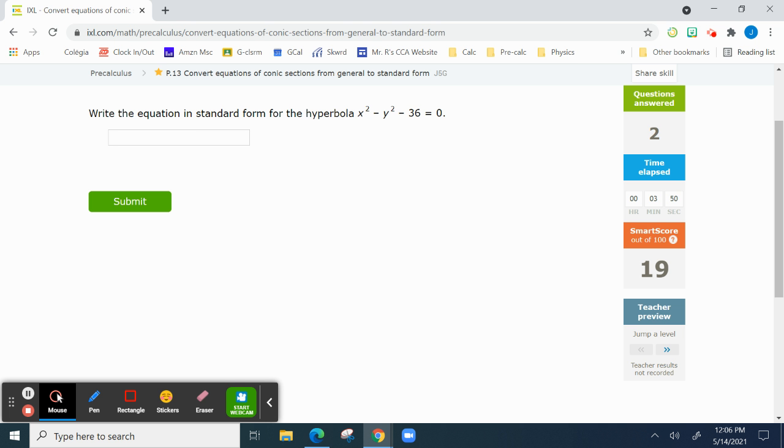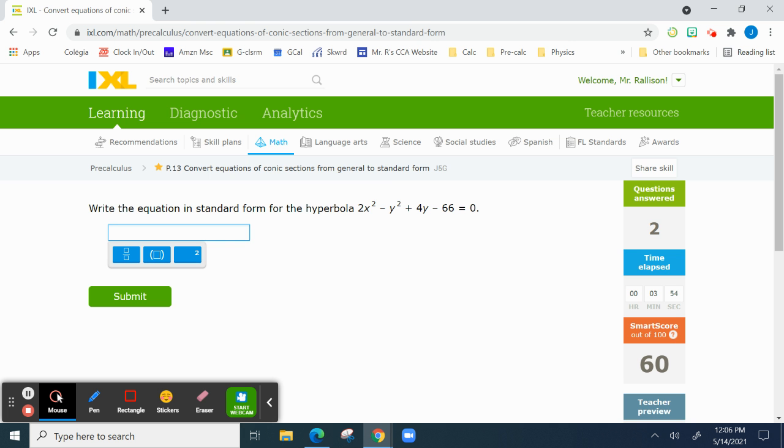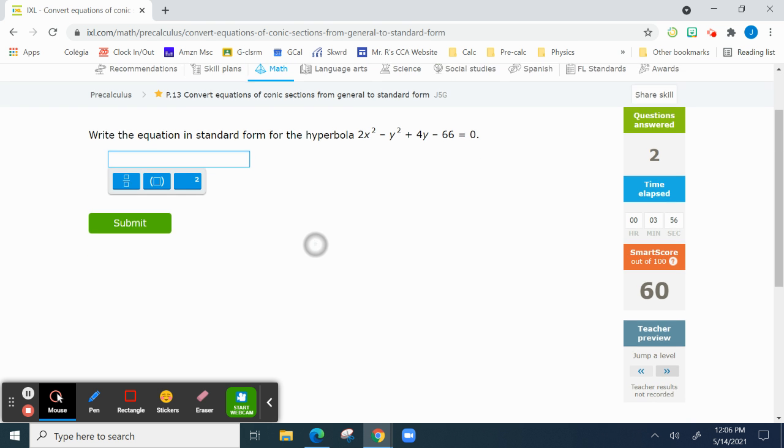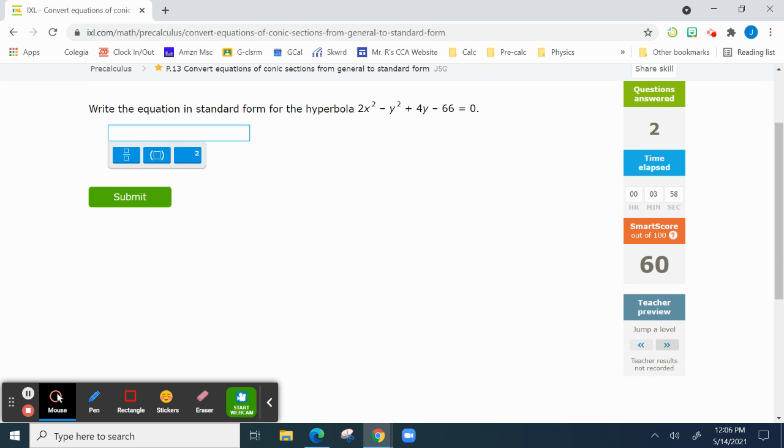They keep asking about hyperbolas. I don't know if they're going to get to anything else. We'll see. Jump a level. Okay, they're still asking about hyperbolas. The title is convert equations of conic sections from general to standard, but so far all I've gotten is hyperbolas. But that's okay. We can do hyperbolas, that's fine.